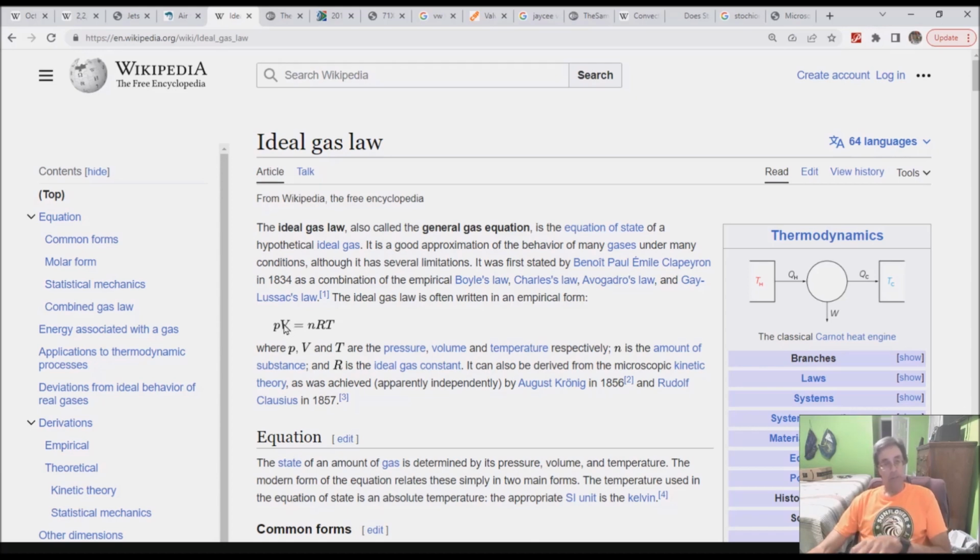The volume has to be the same. So what's on the left doesn't change. If the temperature doesn't go up, and this is a constant, and this little number n right there, the amount of stuff that goes into the system has to go up. In other words, more molecules.